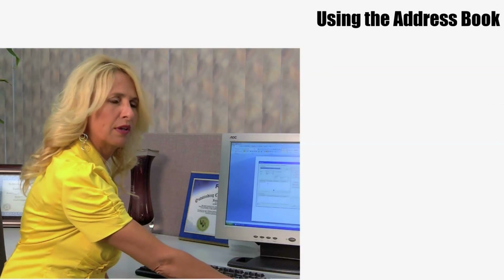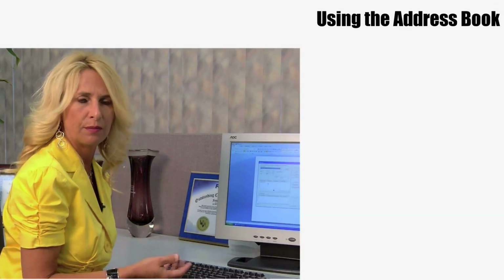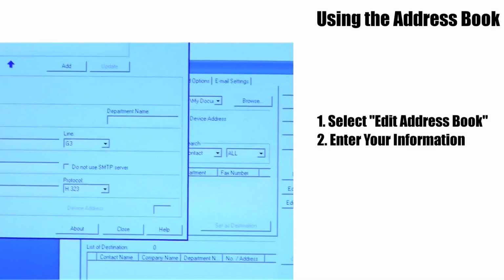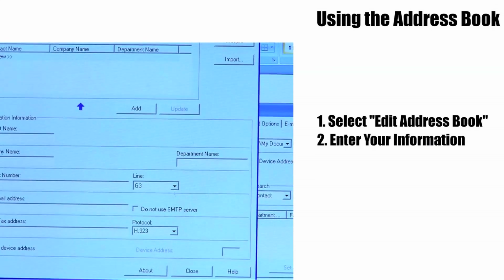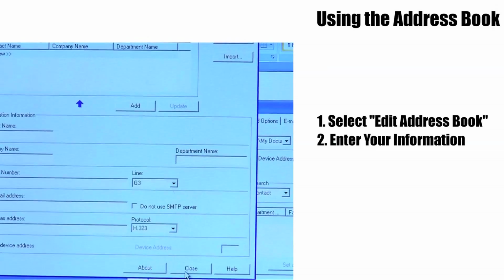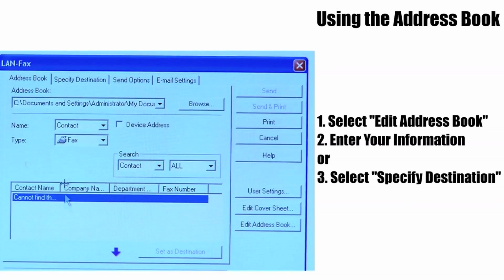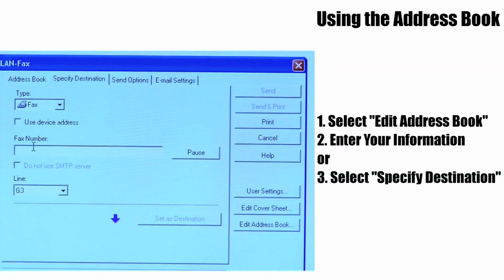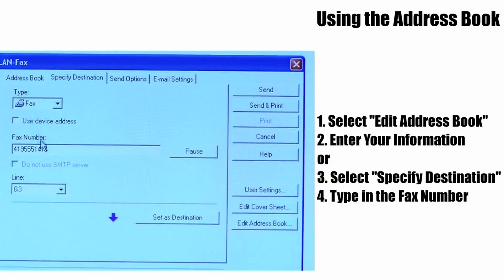What the address book does is allow you to simply add addresses or quick dials to the system that you fax to frequently. To use the address book, you're going to select Edit Address Book, type in your information, contact name, company name, and fax number, and that information will simply appear on the first screen under the address book. If you don't wish to fax from the address book, you may simply select Specify Destination, type in your fax number, and that will allow you to fax to that destination only.